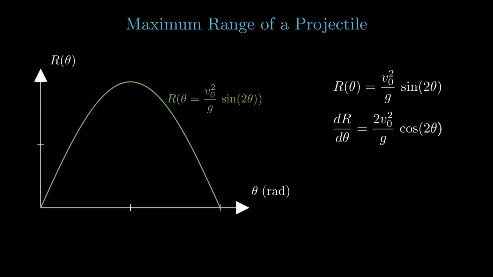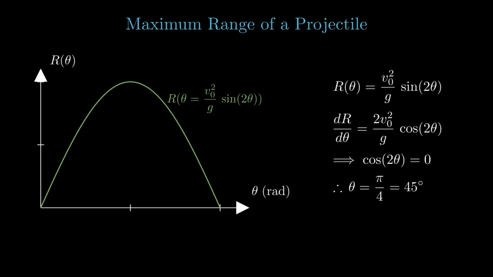To find this, we would need to set the derivative dr by d theta as 0. Why? Because at a maximum or minimum, the slope of the curve is 0, as the tangent changes direction here from positive to negative or the other way round. So in this example, we would get that theta should be pi by 4 radians or 45 degrees.